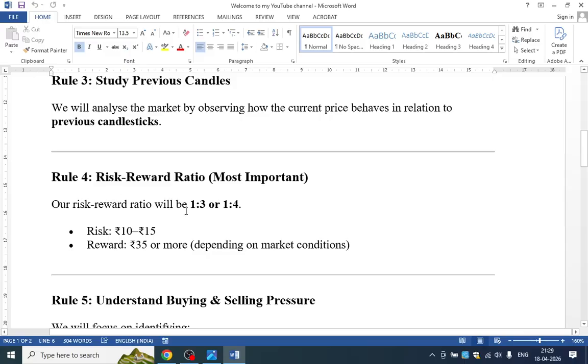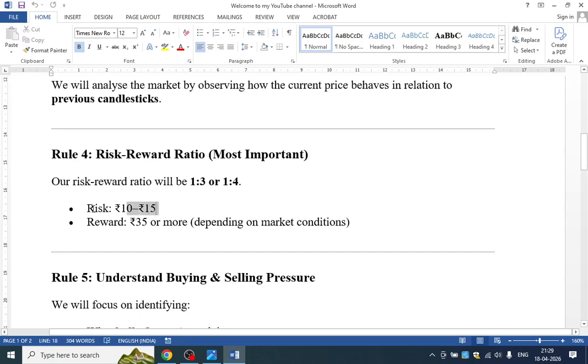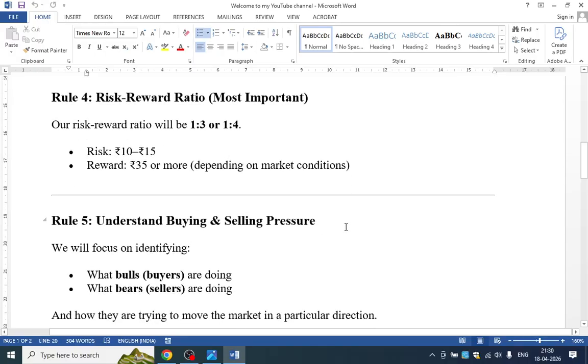My risk to reward ratio is 1:3 or 1:4. It means if I'm risking 10 to 15 or 20 rupees, my reward should be more than 35 or 40 rupees. Unless I'm in a trade which is going my way, I won't get out at less than 35 or 40 rupees, and I will trail my stop loss to break even. Then whatever happens, I will make sure that I won't go below my trailing stop loss.